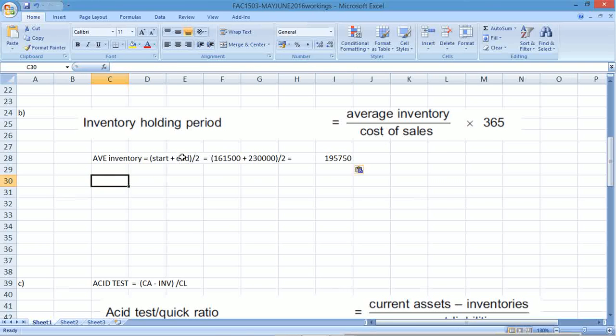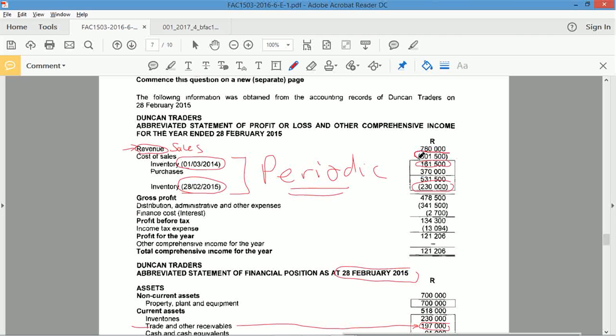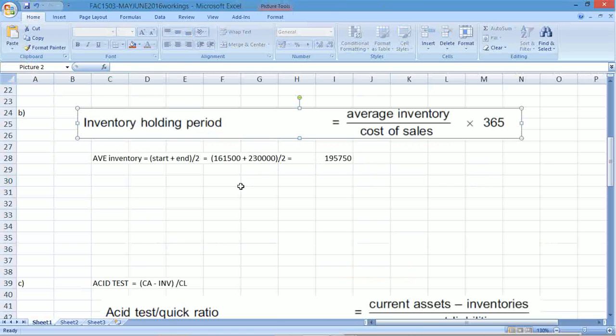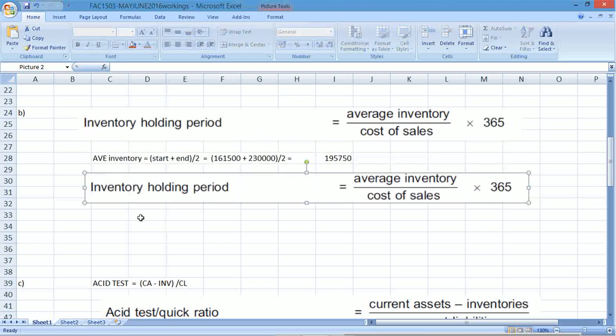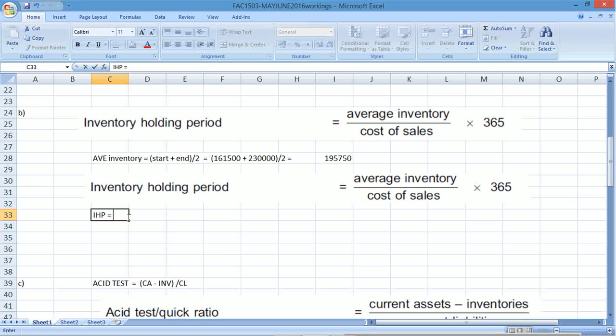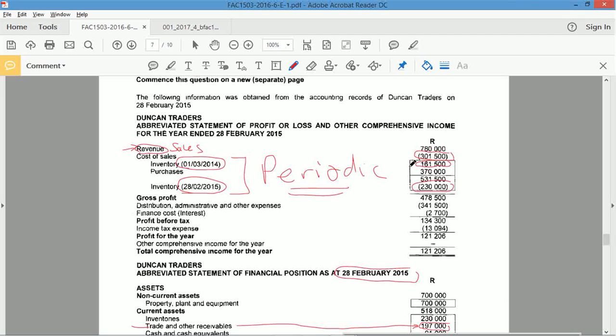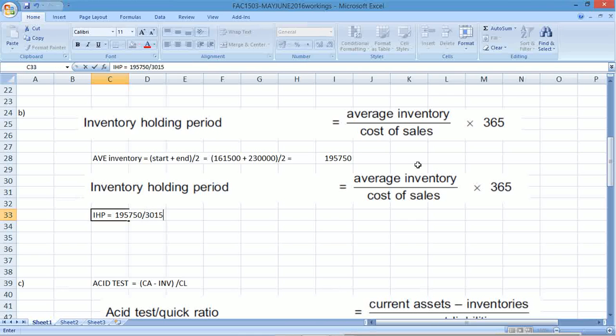Right, then you need to find cost of sales. Cost of sales is given in the question. There's cost of sales. Okay, so can I substitute everything in? Yes. Let's put it in. Inventory holding period equals average inventory 195,750 divided by cost of sales, which was 301,500, times 365 equals an answer. 236 days. Okay, round off to the nearest 2 decimal places, so 236,98 days would be my final answer for the inventory holding period.